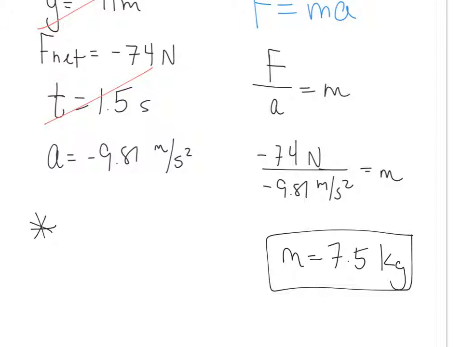negative 9.81, or gravity. So take the weight of the object, in this case 74 newtons, divided by 9.81. They're both negative because they both act down. Take those two numbers, divide them, giving you the mass of the object. This will always give you the mass of any object on Earth.